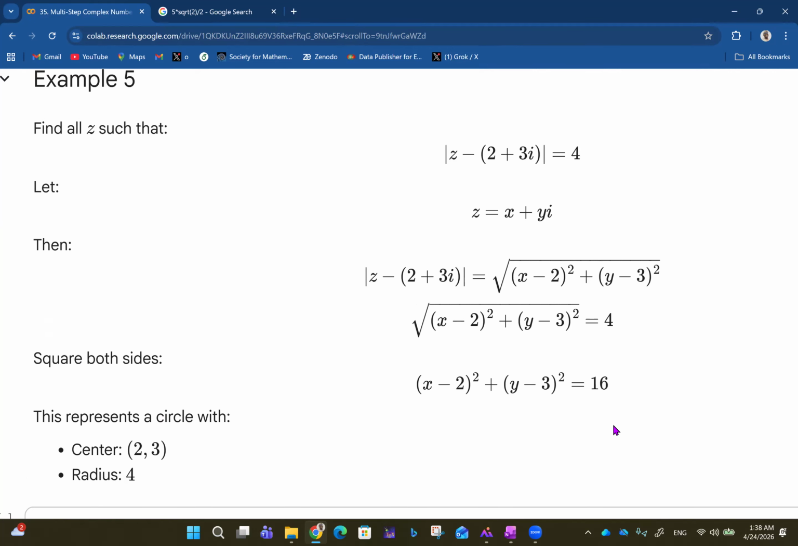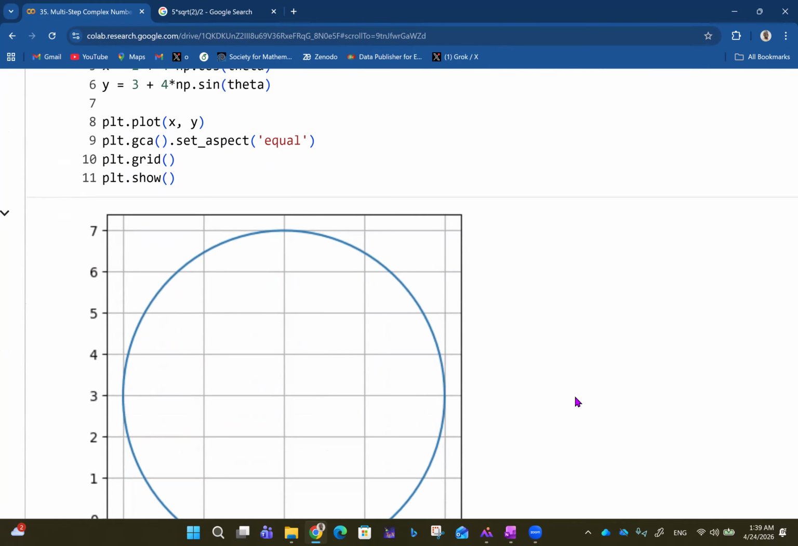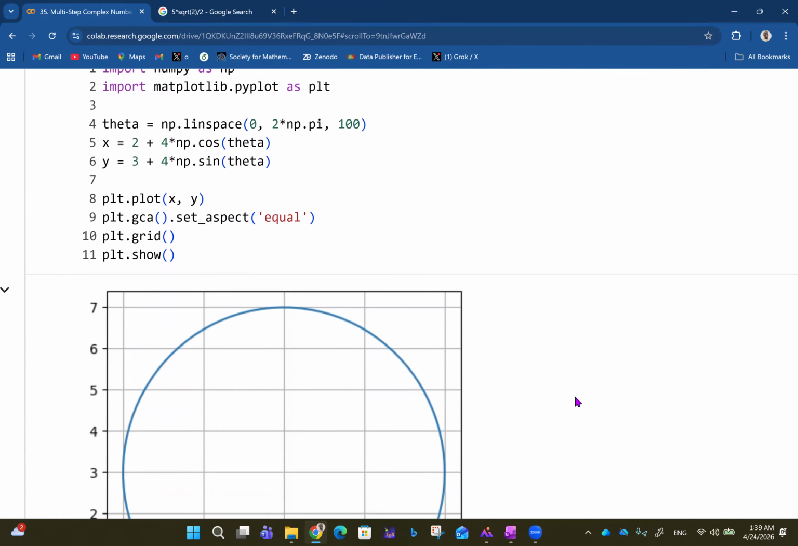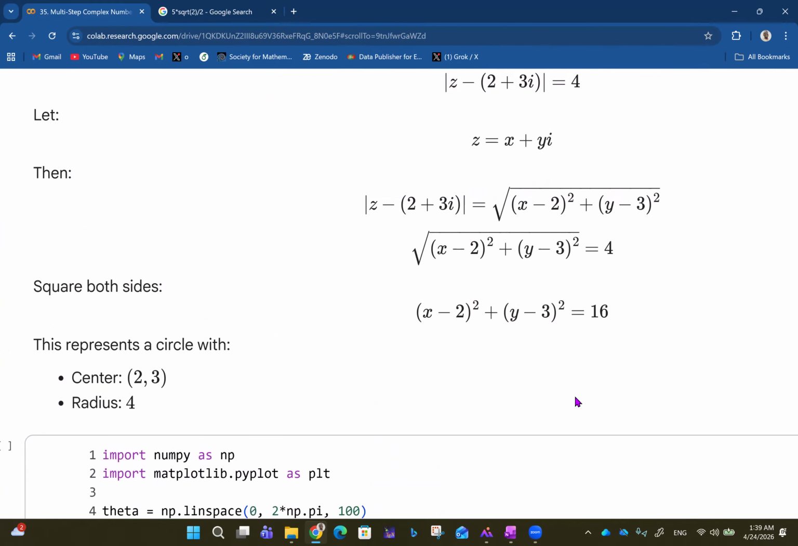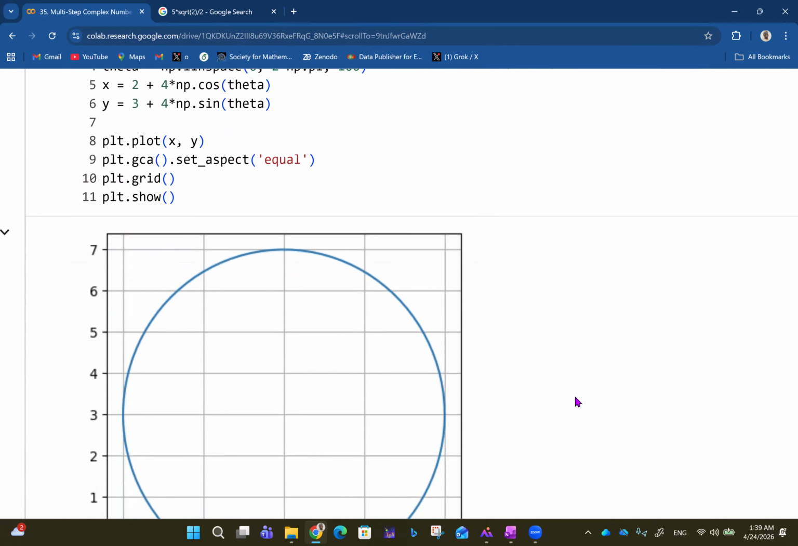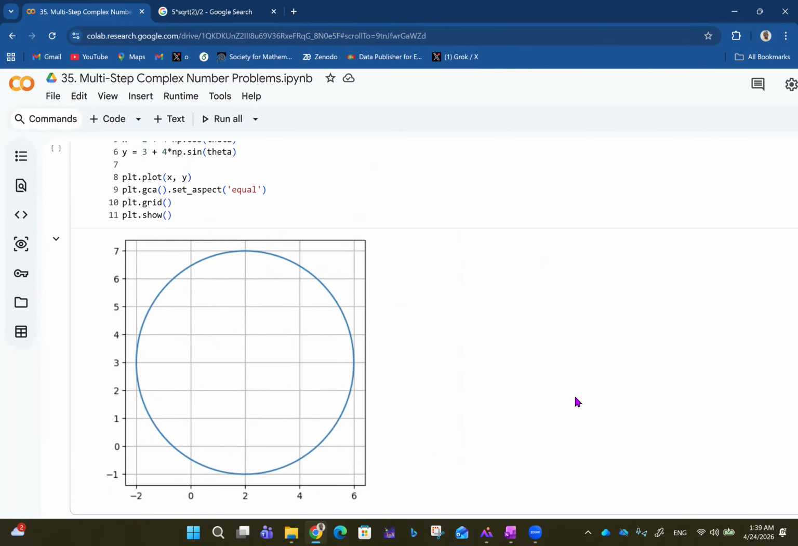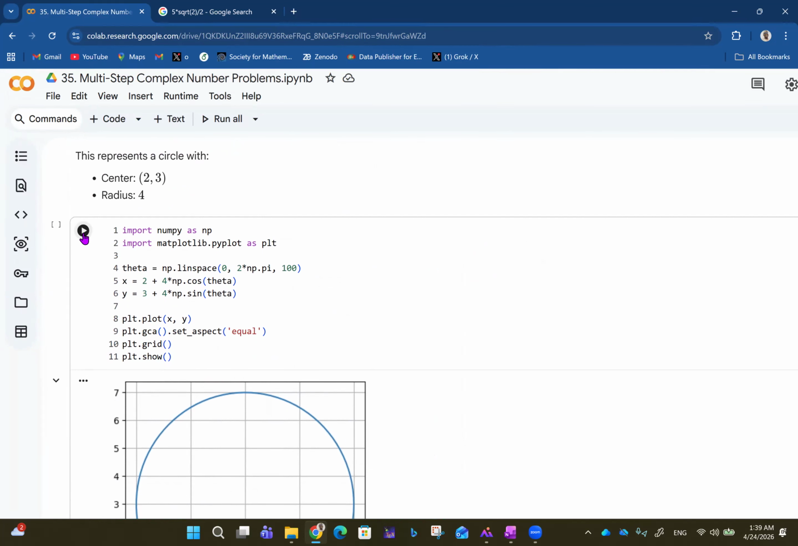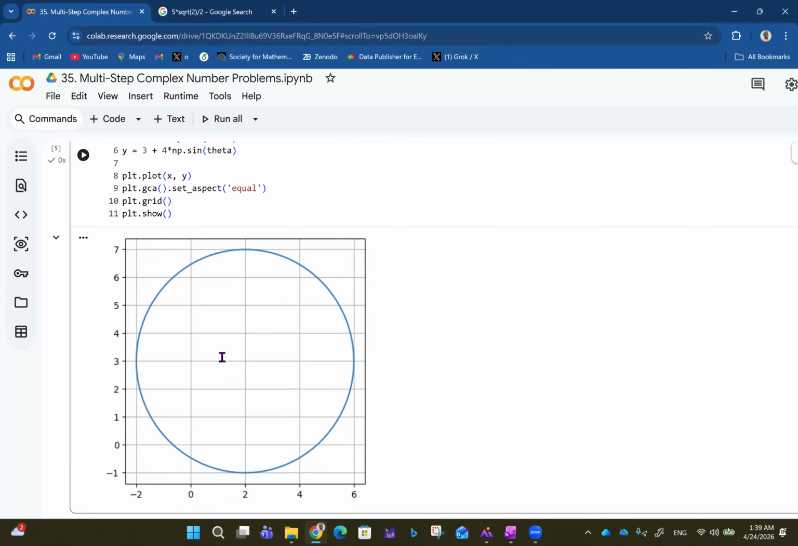So this is now a circle. This is a circle whose center is at 2, comma 3, and the radius is the square root of 16, which is 4. So all z that satisfy this equation will be the circle whose center is at 2, 3, and the radius is 4. And of course, we can also plot that kind of curve right here. We do the plotting, just fix up all of that and you get that.